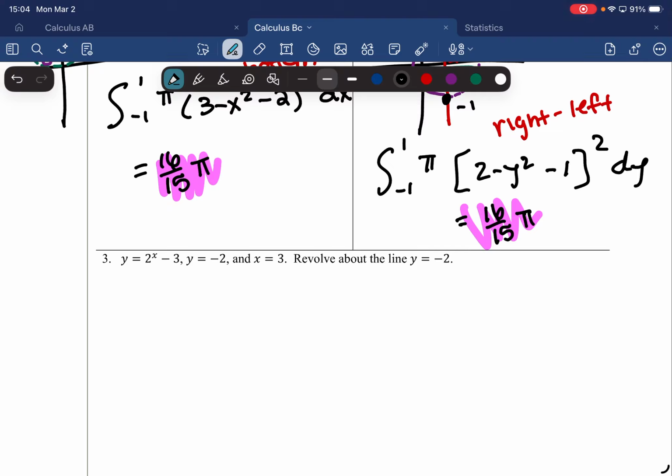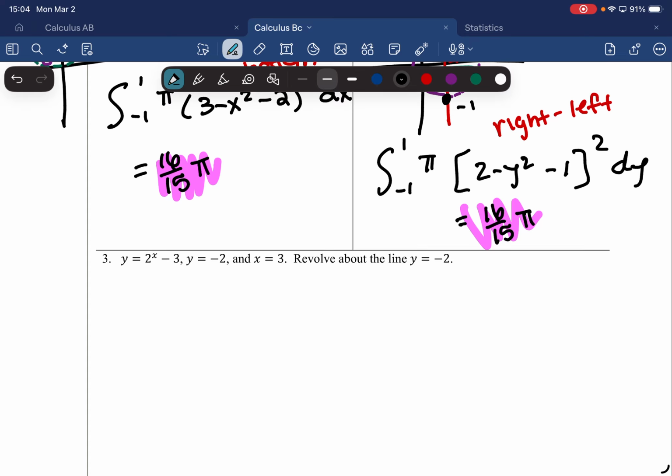Okay, so number 3 says y is equal to 2 to the x minus 3, and y is equal to negative 2, and x is equal to 3. Revolve about the line y is equal to negative 2. Since this is in terms of x, my revolution is going to look like it's revolving around the x-axis in this direction, versus the other direction.